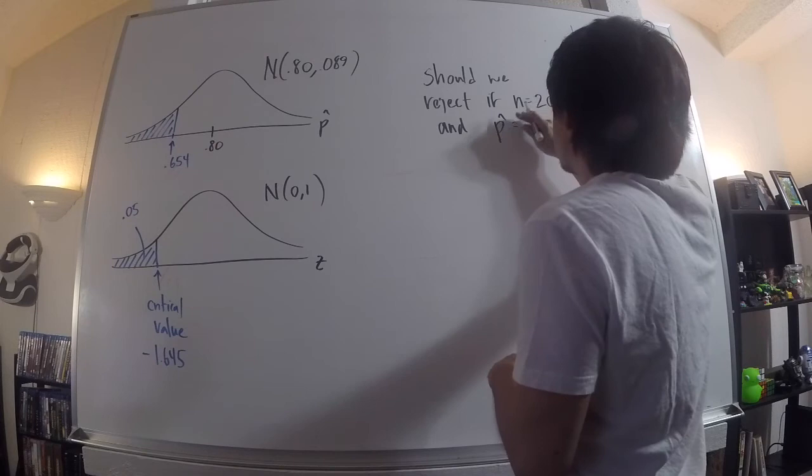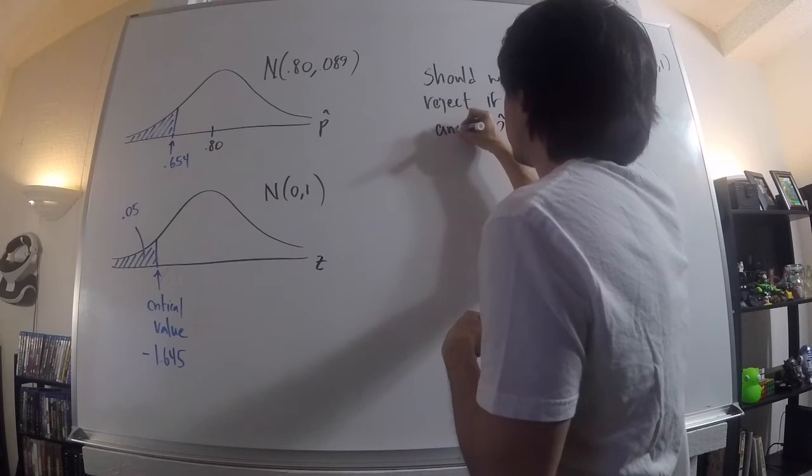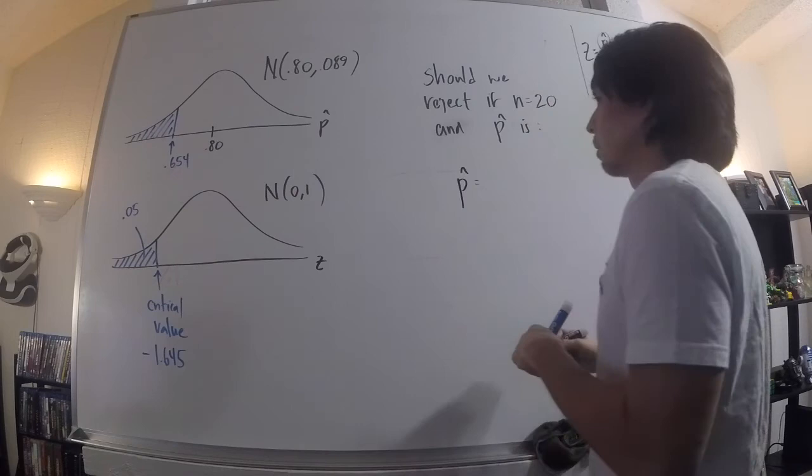Okay, should we reject if the sample size is 20? I'm not going to change that up. We're still working with a sample size of 20, and p-hat is, okay. Now I'm going to go through a couple. P-hat, and I'm going to give you z-scores as well. So we're going to go through the previous ones.